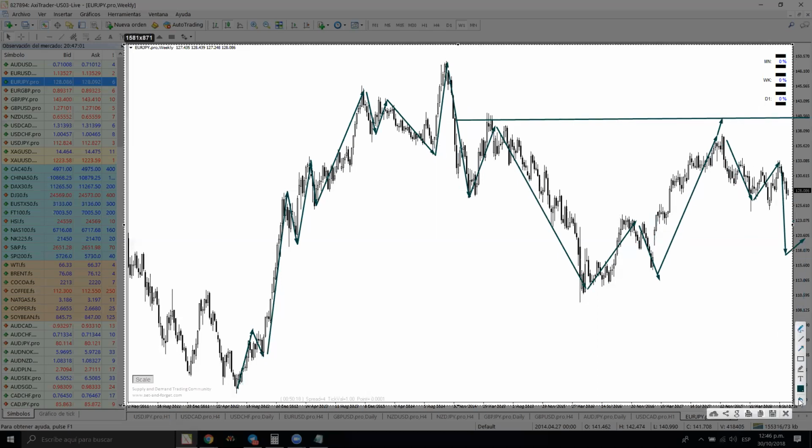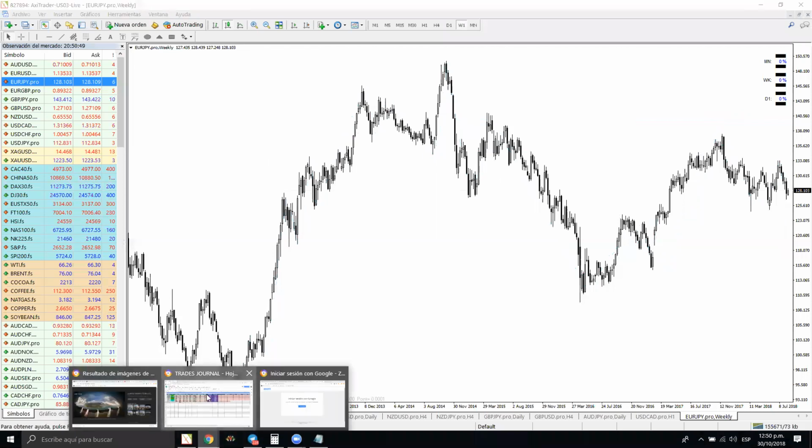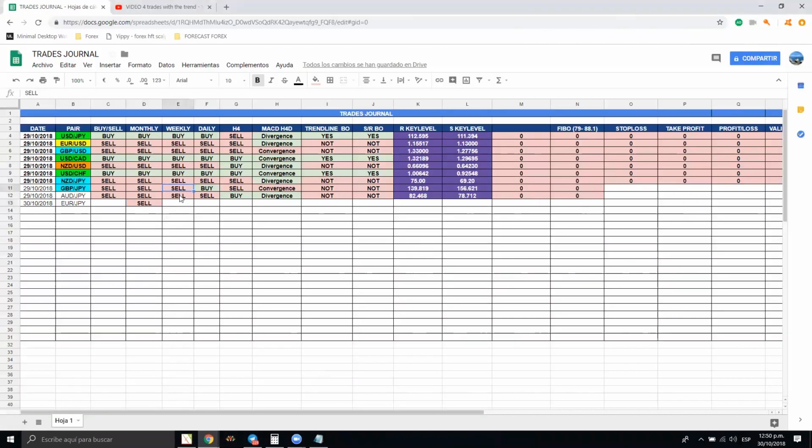Okay. So understand the price structure from weekly. We are in a downtrend or sell sentiment or bearish sentiment. So our journal weekly: sell.